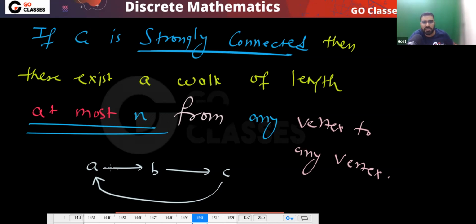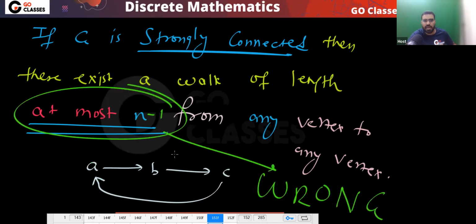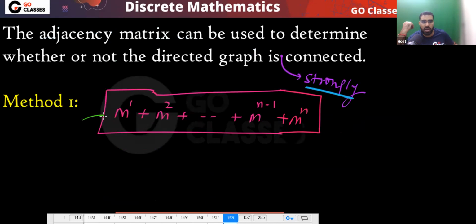See, here you can see that from A to A, there is a walk of length 3. There is no walk of length at most 2 from A to A. There is no walk of length at most n minus 1, but there is a walk of length n. So you have to go till M power n. Now you can do that.